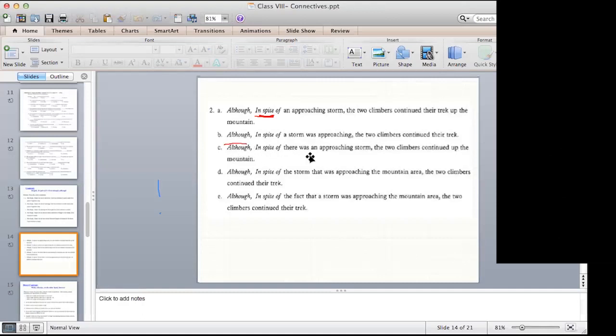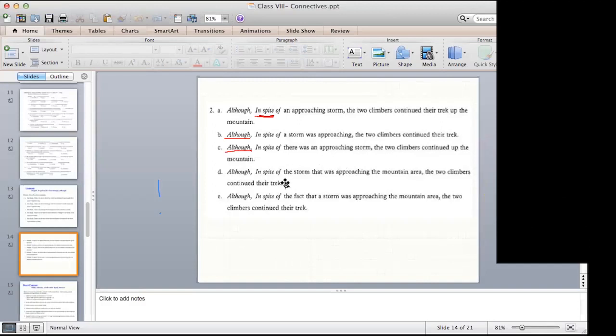Although, in spite of the storm that was approaching. Now, what do we have here? The storm. It's a noun. That was approaching is just an adjective clause, if you remember, that modifies the noun storm. So, in spite of the storm. Why? Because this noun here is very strong, and that was approaching the mountain area is just a modifier that modifies the storm. The two climbers continued their trek.